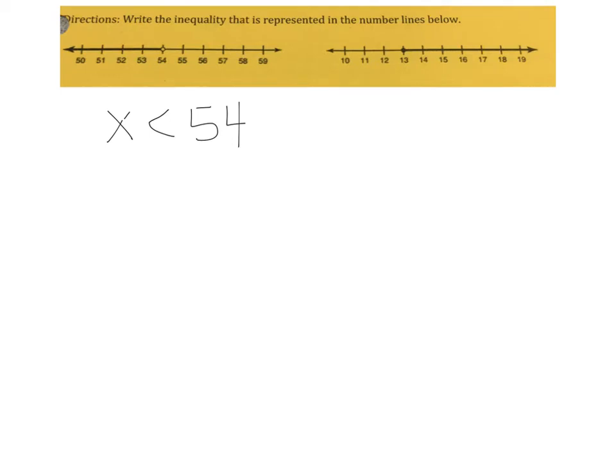All right, next, I notice that all of my solutions are going to the right. So I notice that they're actually going to be larger this time. So I'm going to write x, and I'm going to write 13. And I know that x is larger or greater than 13, but since the circle is closed, it could also be equal to 13. So x is greater than or equal to 13.